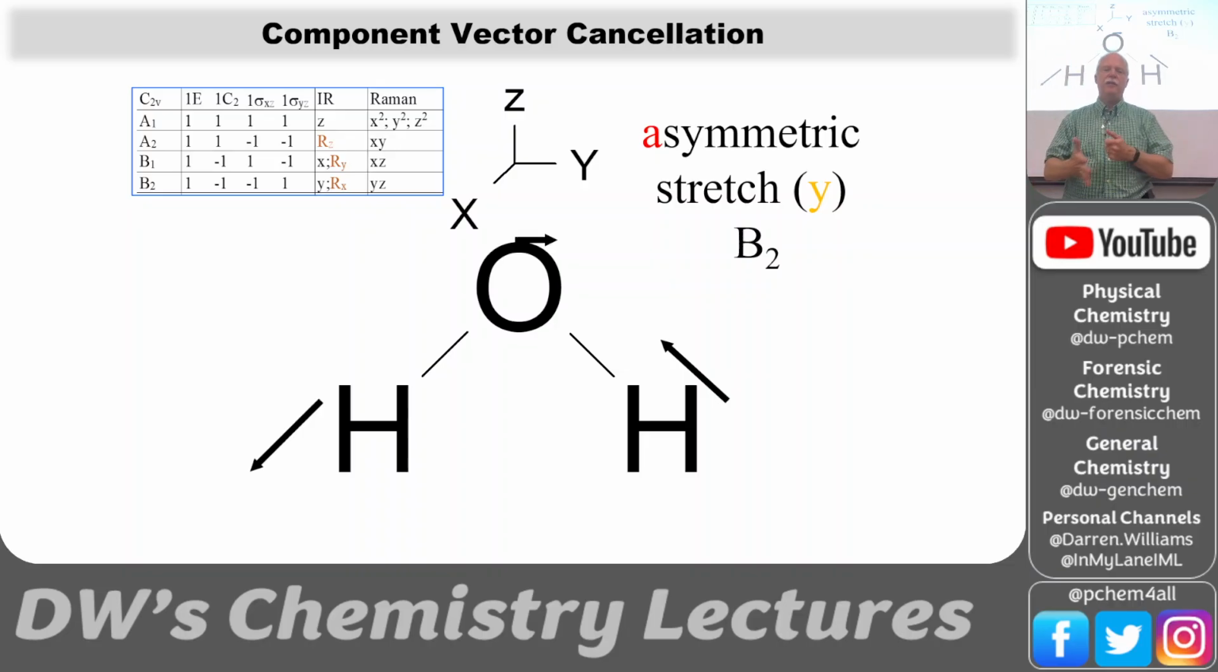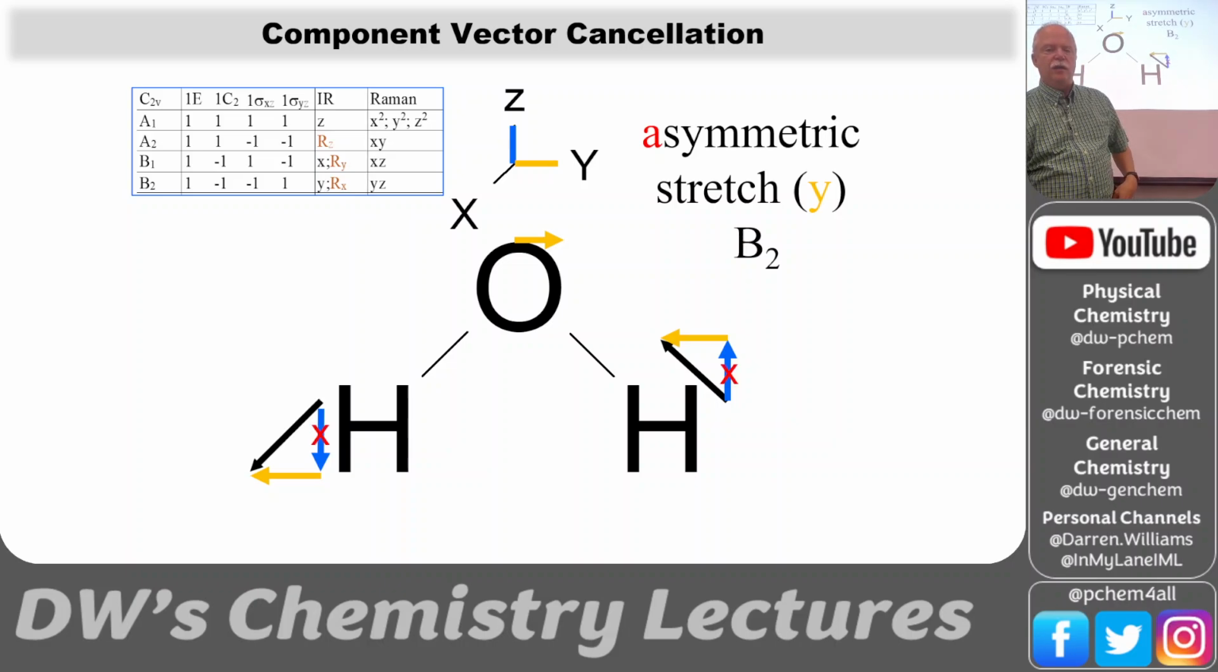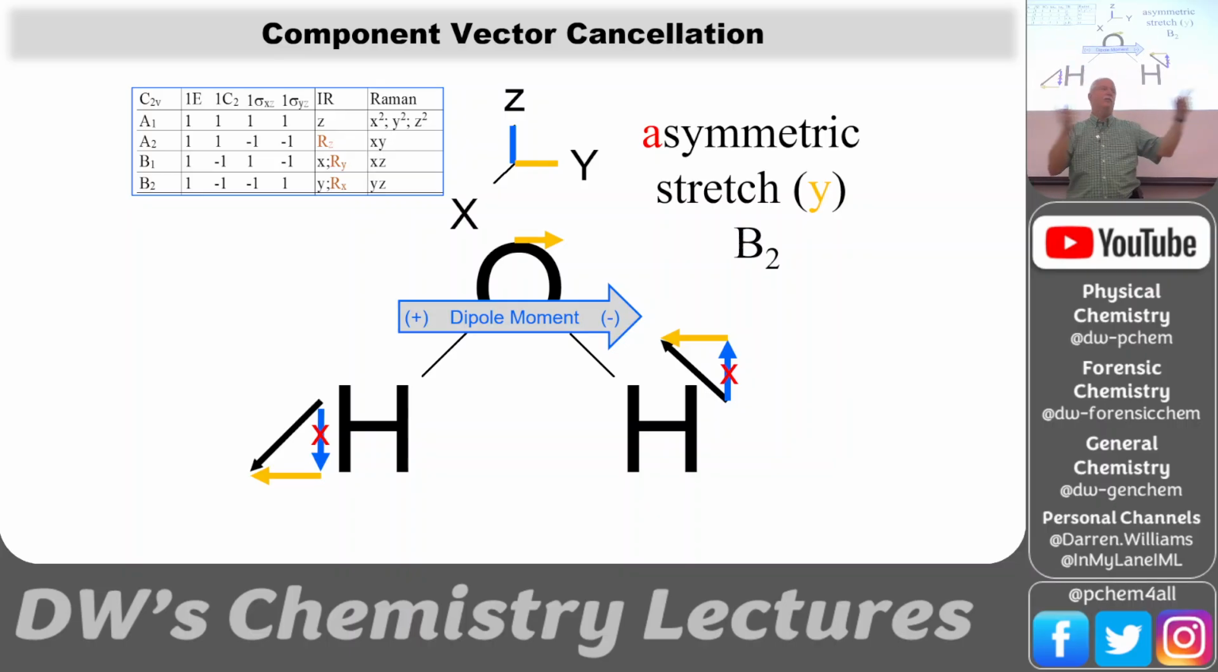Okay, let's do the asymmetric stretch. So A means not, so not symmetric. Now this hydrogen's going down, this one's going up, and so now the Z components cancel on those hydrogens. And the Y components don't cancel. So this one is going to the right, or to the left, sorry, this one's going to the left. So the Y direction is not being canceled, but the Z direction is. And so this dipole moment is oscillating left and right.